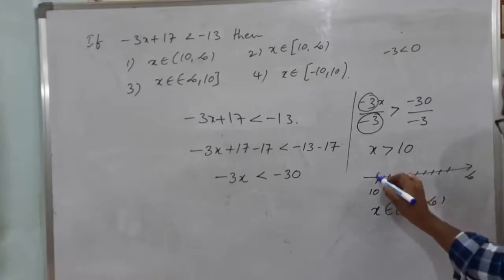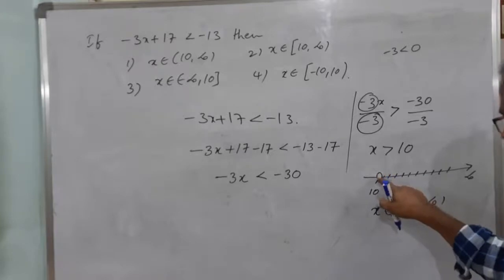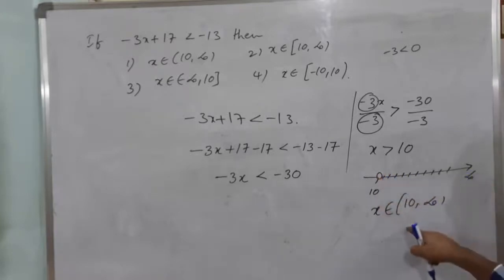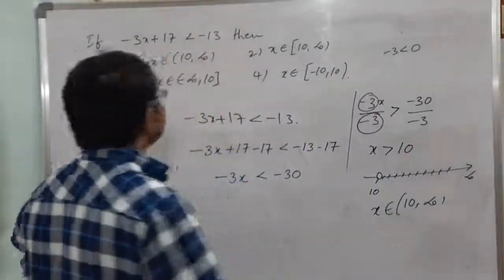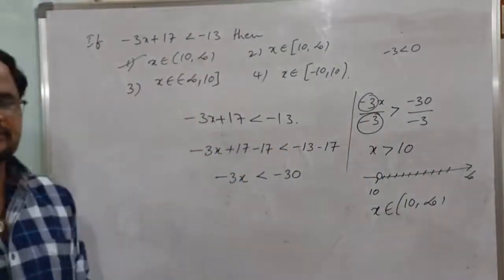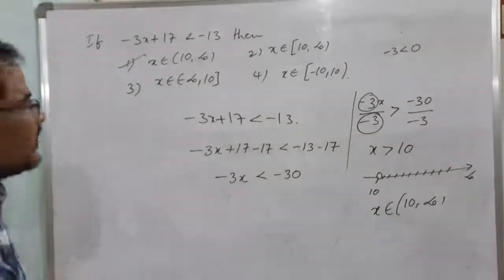Open interval means we can't consider this 10, so that's why it is an open circle, and all the remaining points exist for this. So this is the first option, the open interval 10 to infinity. Right. Next problem.